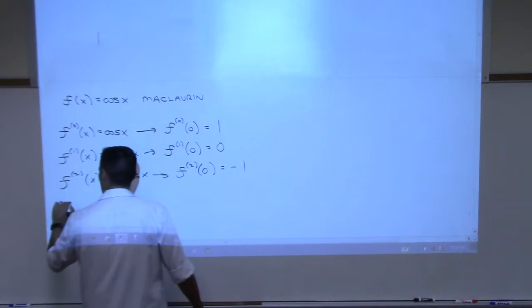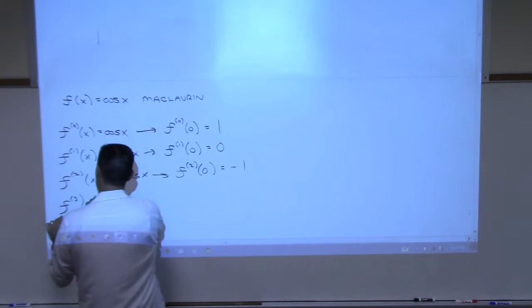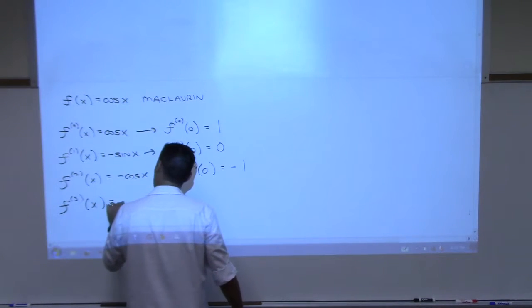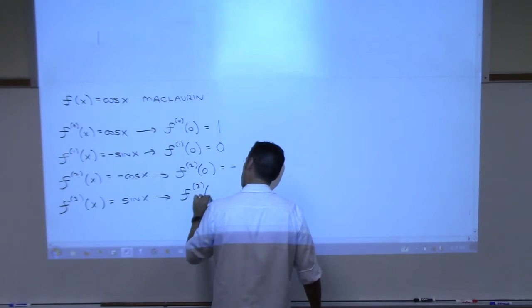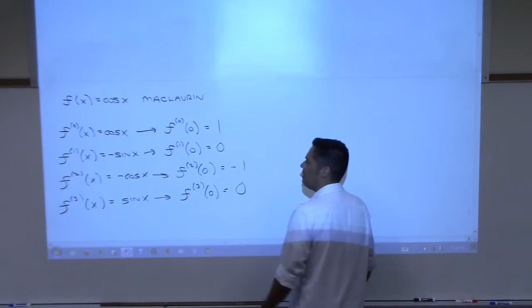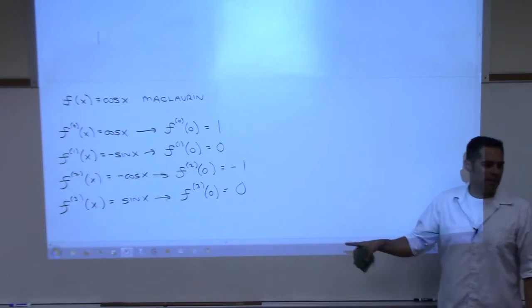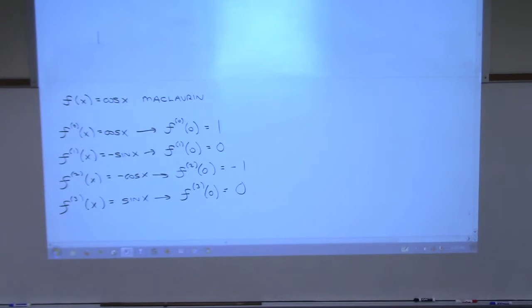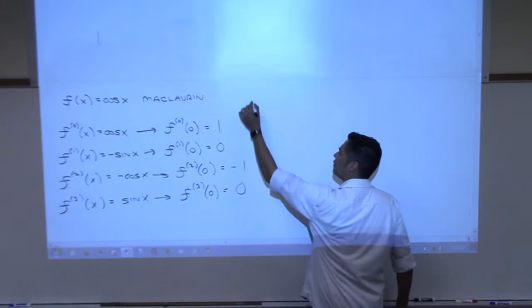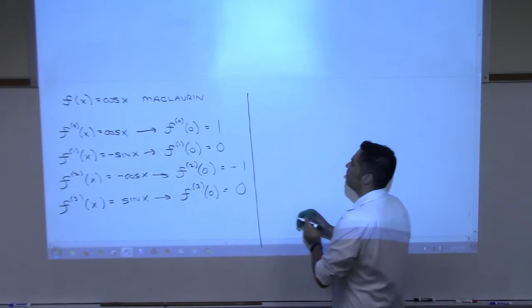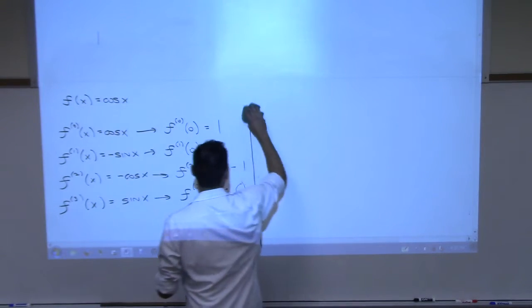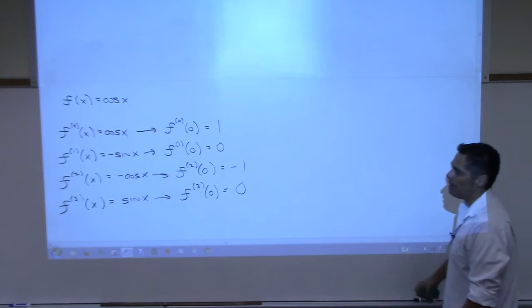One more, and it's going to start repeating, right? Third derivative is sine x. Plug in 0, 0. And now from here on, it's going to be 1, 0, negative 1, 0, and just keeps on repeating. So with that in mind, cosine x, I'll do it up here because I want to write it up. I don't want to erase that yet because I know I wrote that really fast.